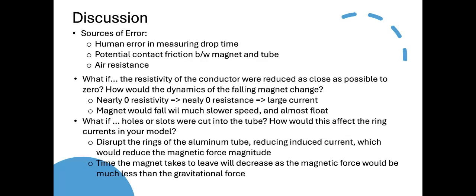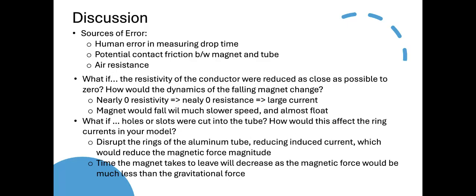Some sources of error are human error in measuring the drop time, potential contact friction between the magnet and the tube, and air resistance. And then for the first what if, nearly zero resistivity equals nearly zero resistance, which equals a large current. So the magnet would fall at a much slower speed and almost float.